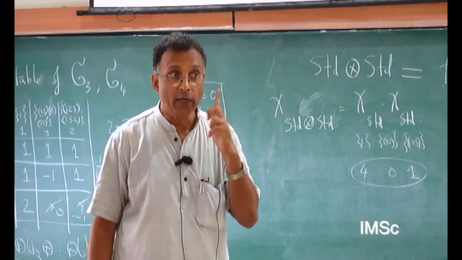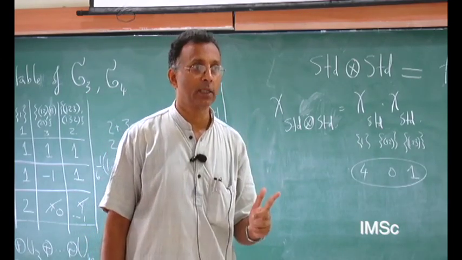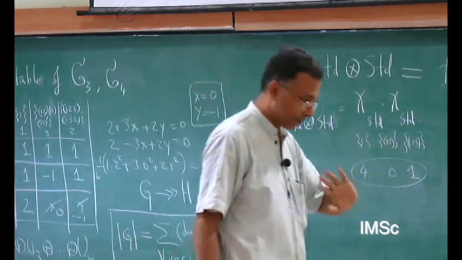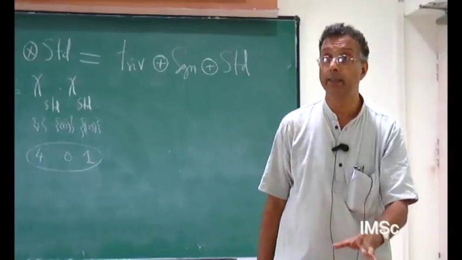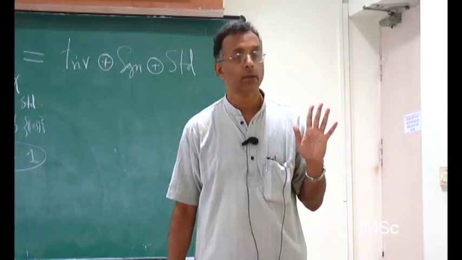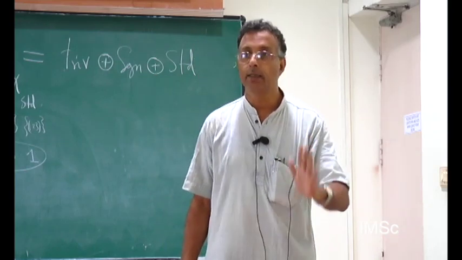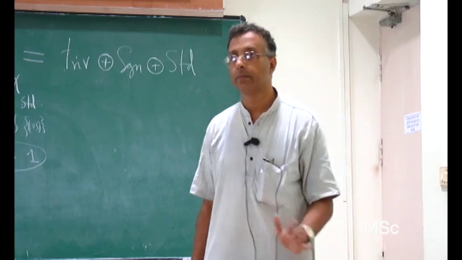Okay, but not for any class function, mind you, but it has to be a character. So if you take any representation whatsoever, compute its character, take its inner product with any irreducible character, you must get an integer. It may be 0, but you must get a non-negative integer. No choice. If you didn't, then there is a mistake somewhere. You didn't do something right. Okay?